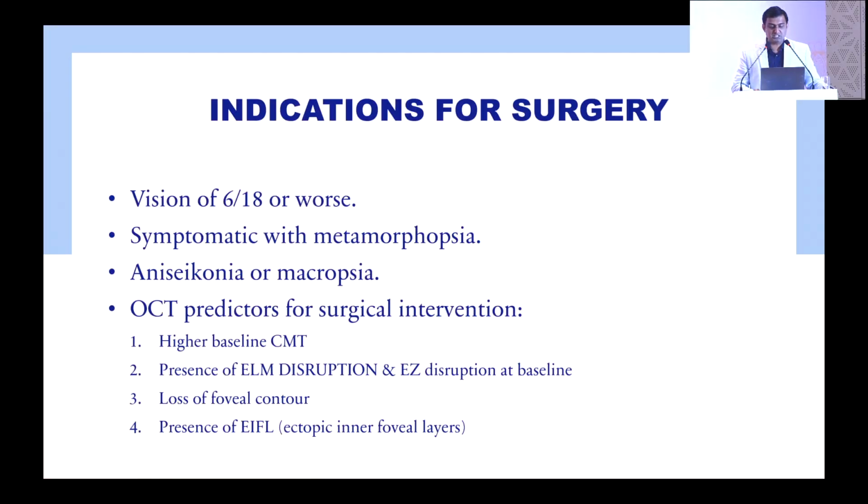So what are the indications for the surgery? Vision of 6/18 or worse, symptomatic with metamorphopsia, aniseikonia, or sometimes based on the OCT also, like higher baseline CMT, presence of ELM disruption and EZ disruption at the baseline. That is when we have to intervene. Otherwise, if we wait more, it can cause more loss of foveal contour, and presence of IFL, that is ectopic inner foveal layers.